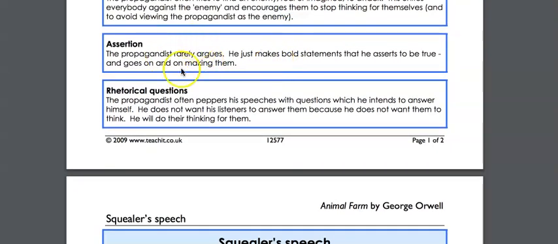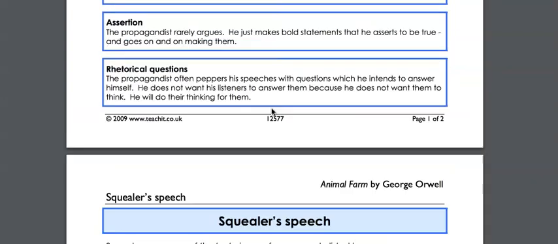Assertion, so no arguing back and forth between the speech maker and the audience. The speech maker just makes these bold statements that he asserts to be true. And then rhetorical questions. Those are those questions where, again, the speech giver doesn't necessarily expect the audience to respond. They're just there to get the listeners to think.